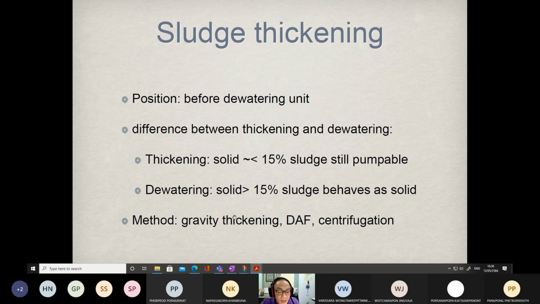We can use gravity thickening, we can use dissolved air flotation, and one more included is centrifugation. But as I told you, the centrifuge is very efficient in the treatment of many types of waste, but it is only suitable for small plants. For larger plants, centrifugation may not be a good idea.